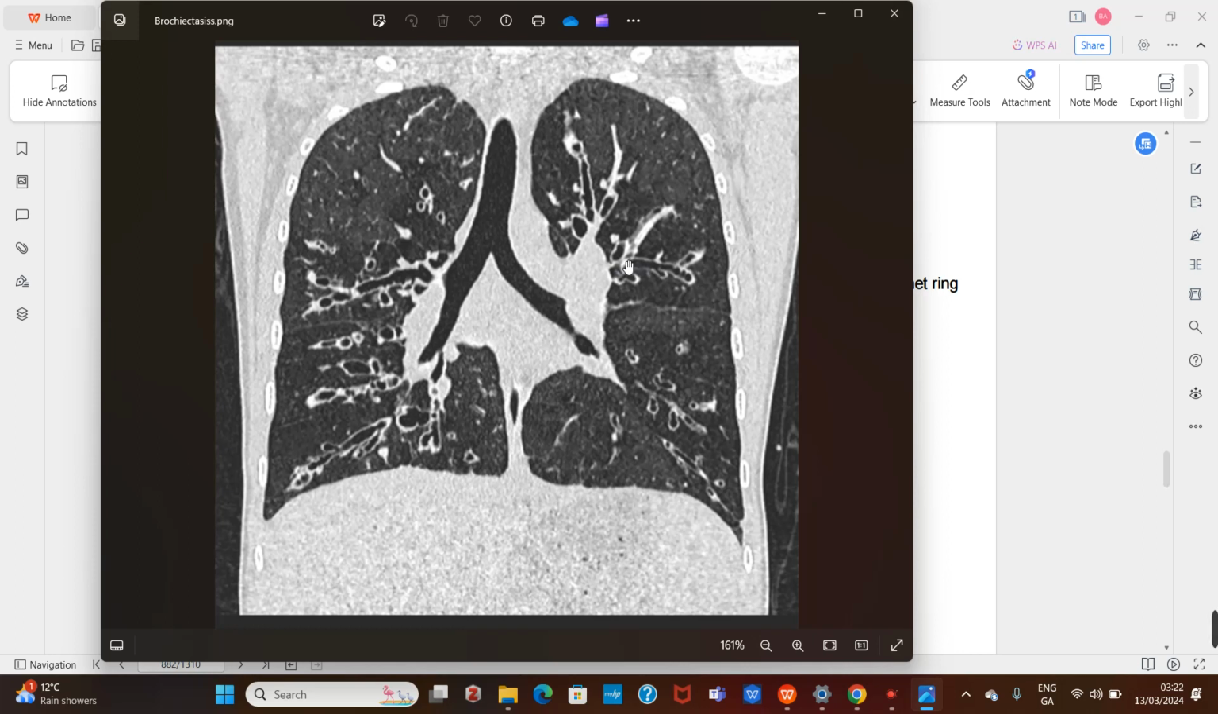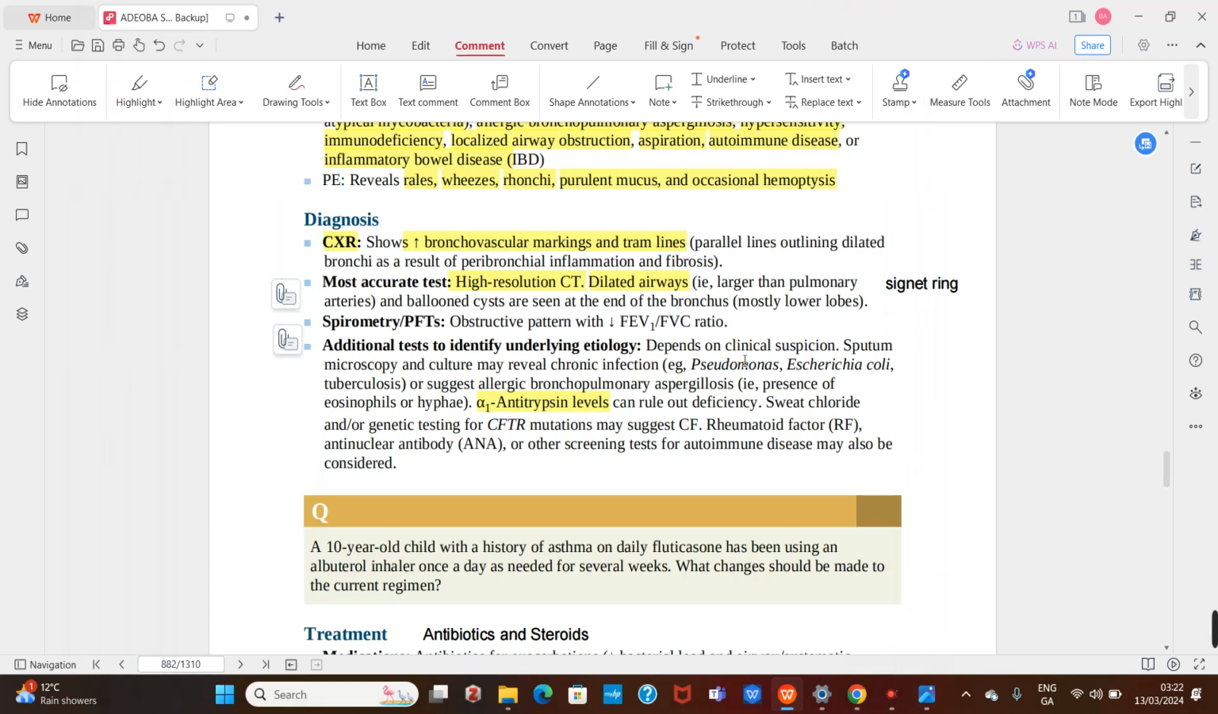You see a dilated airway, dilatation of the airway, and also, of course, the signet ring sign, which is the airway being larger than the surrounding pulmonary vessel, and failure of the distal tapering. So those are the cardinal signs, just like we have here. You see a dilated airway that is larger than the surrounding pulmonary artery, the signet ring sign, and the balloon cysts at the end of the bronchioles, most majorly at the lower lobes.